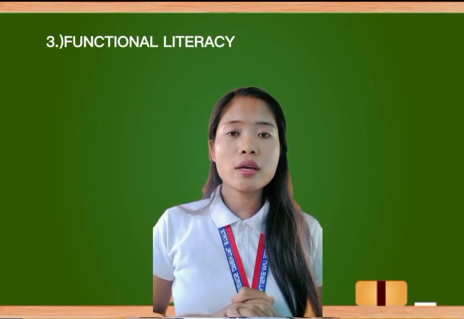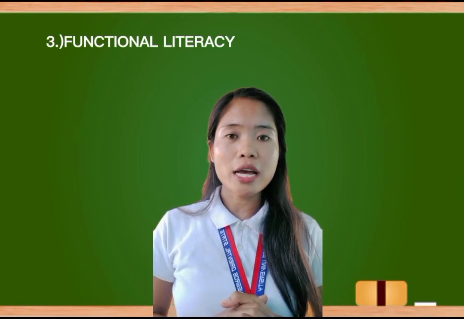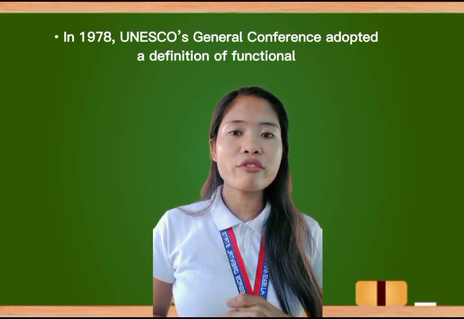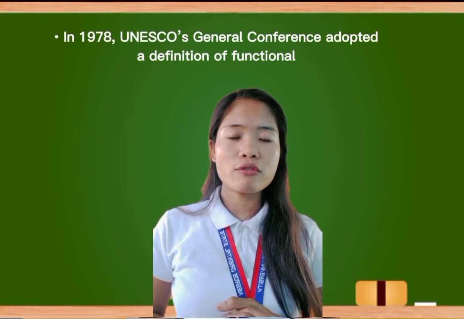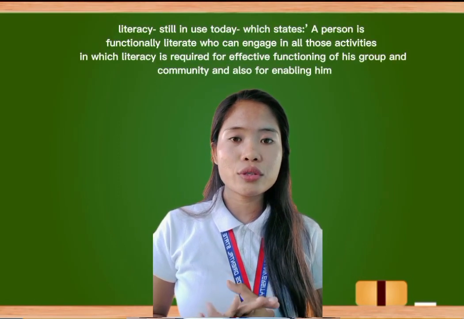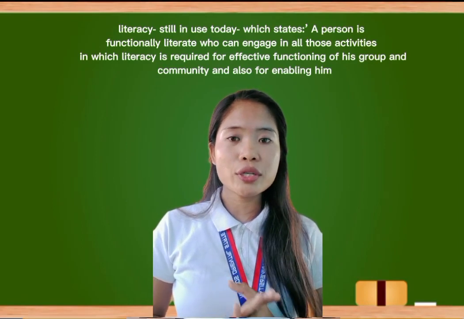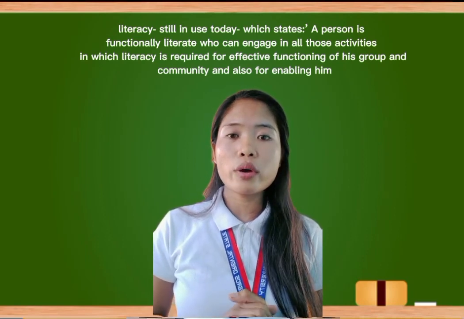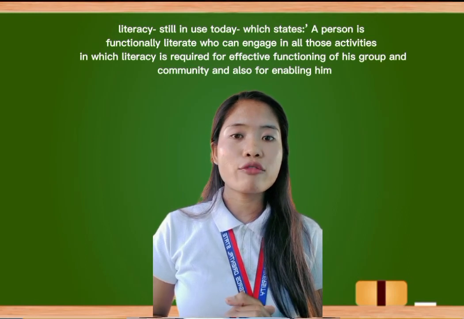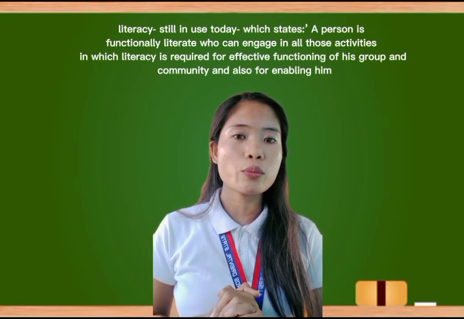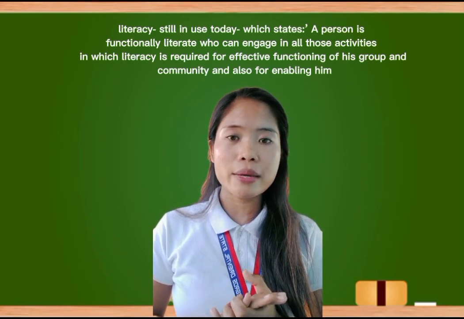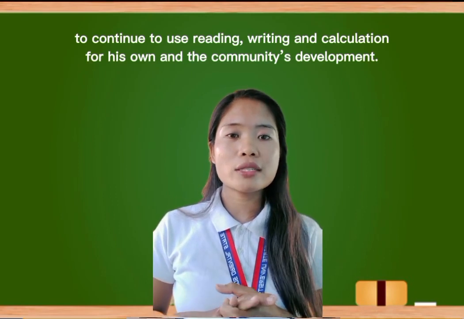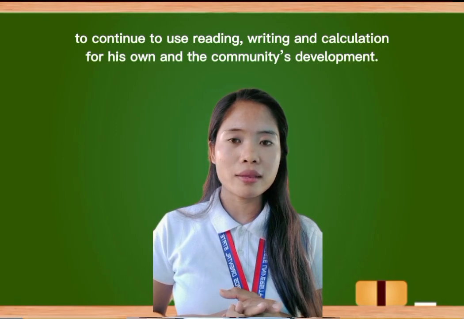So the second topic in my report is all about functional literacy. In 1978, UNESCO's General Conference adopted a definition of functional literacy still in use today, which states a person is functionally literate who can engage in all those activities in which literacy is required for effective functioning of his group and community, and also for enabling him to continue to use reading, writing, and calculation for his own and the community's development.